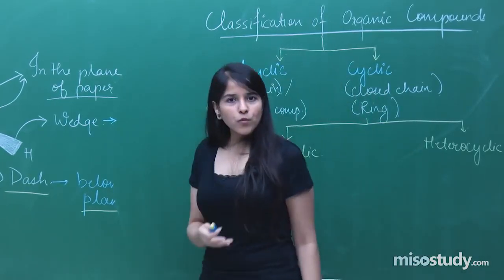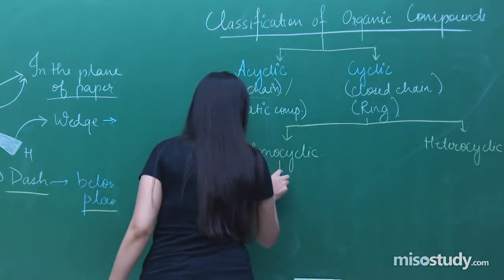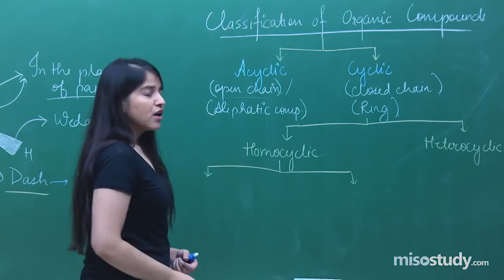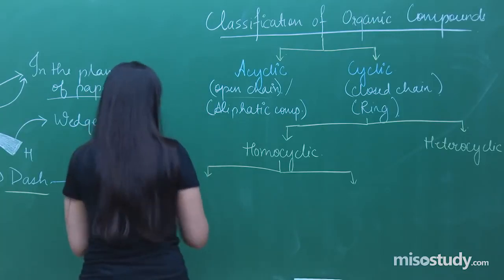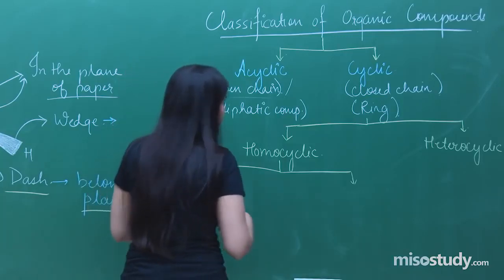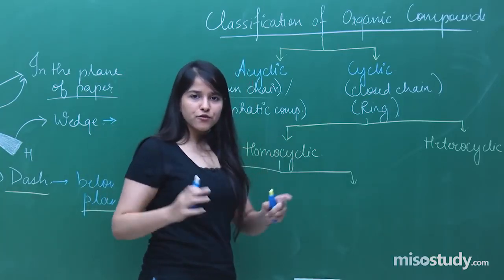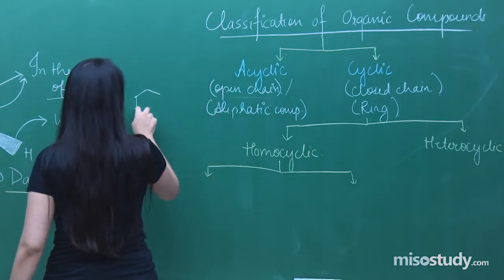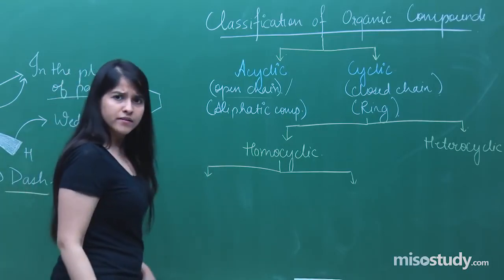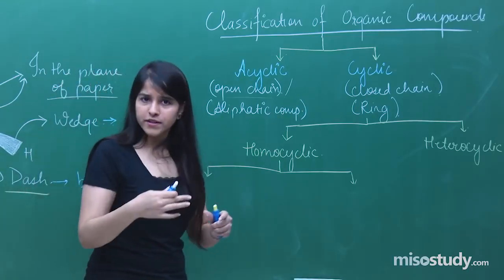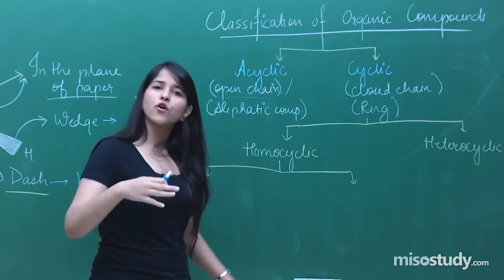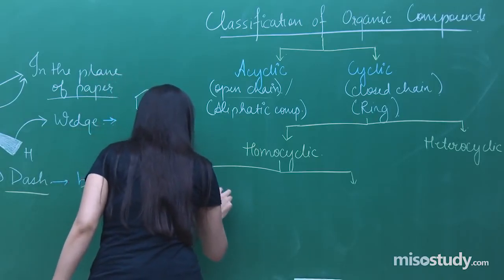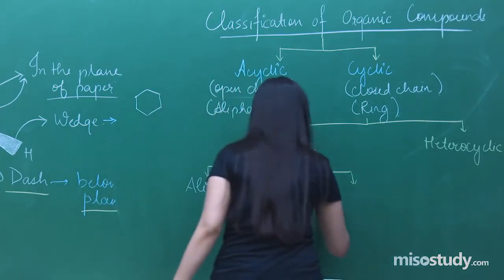So what does homocyclic include? Homocyclic has two again. One is the alicyclic. Homocyclic means having all the atoms formed by carbon atoms. So it could be a ring like this, and those rings having so many bonds in it are known as aromatic. So I have got alicyclic or aromatic.